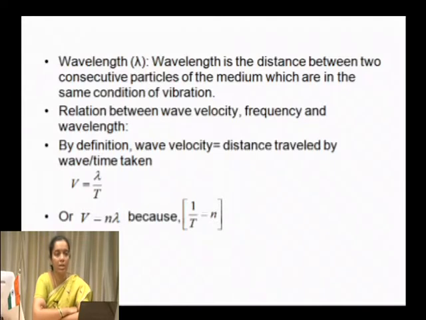Next, let us derive a relation between the wave velocity, frequency and wavelength, that is v, n and lambda. According to the definition, the wave velocity is the distance travelled by the wave in 1 second. The distance travelled in a time period T seconds is nothing but the wavelength. So, the velocity is wavelength by time period, or v equals lambda by T. We have already shown that the frequency is the reciprocal of the time period, so substituting 1 by T as n, we get the wave velocity v equals n lambda, where n is the wave frequency and lambda is the wavelength. That is the relationship between wave velocity, frequency and wavelength.